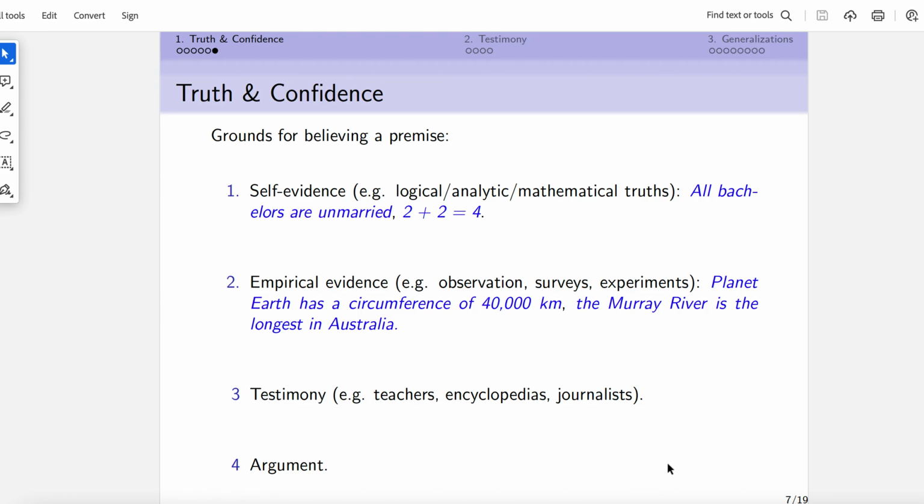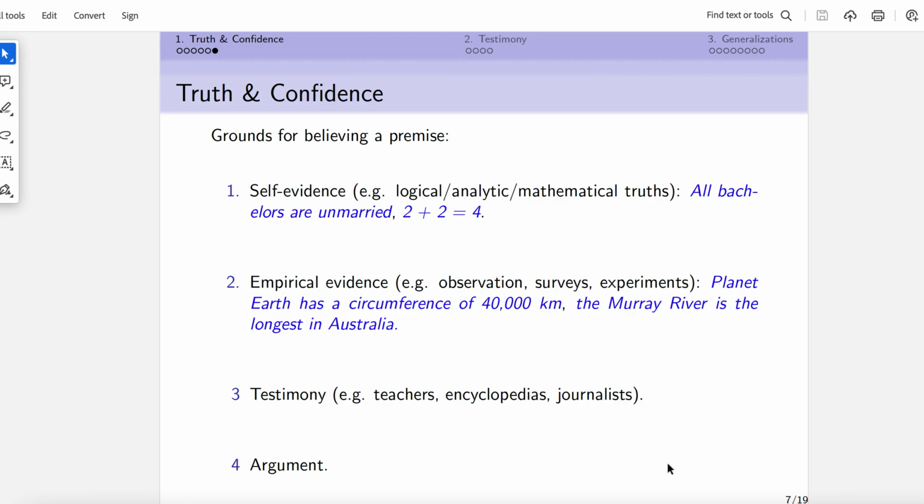So maybe logical truths, mathematical truths, things like all bachelors are unmarried. That's arguably a logical truth. It's just part of the definition of a bachelor that a bachelor is an unmarried man. So it's a sort of definitional truth, and consequently, it carries a self-evidence. As long as I understand the meaning of the word bachelor and so on, then I can see right away that it has to be true. And so I don't require any further evidence. That's the point of saying it's self-evident.